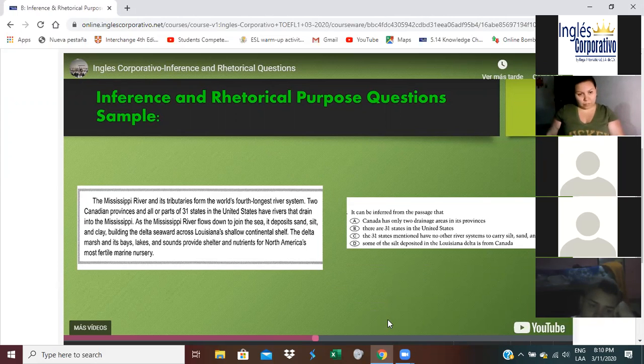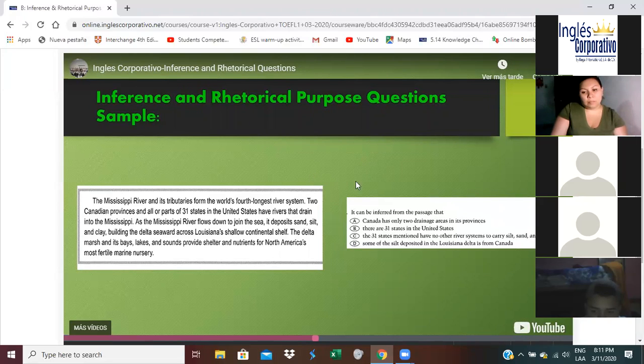The Mississippi River and its tributaries form the world's fourth longest river system. Two Canadian provinces and all or parts of 31 states in the United States have rivers that drain into the Mississippi. As the Mississippi River flows down to join the sea, it deposits sand, silt, and clay, building the Delta seaward across the Louisiana shallow continental shelf. The Delta marshes and its bays, lakes, and sounds provide shelter and nutrients for North America's most fertile marine nursery.